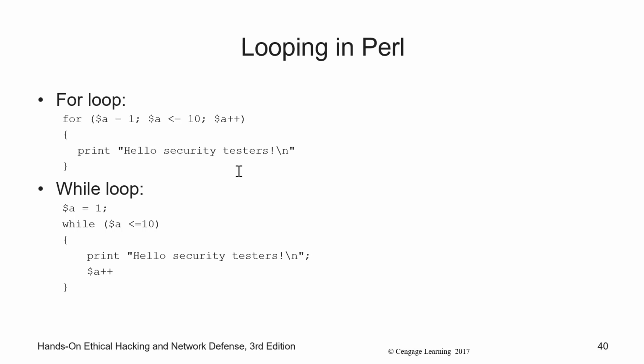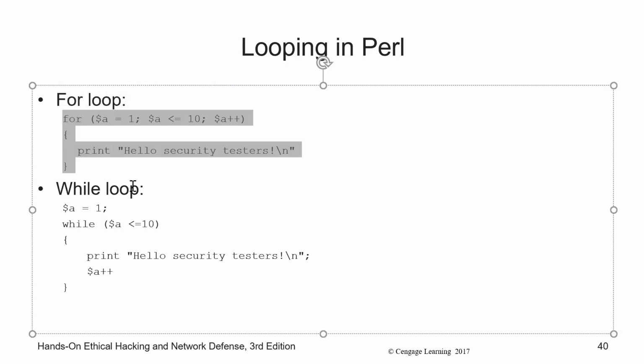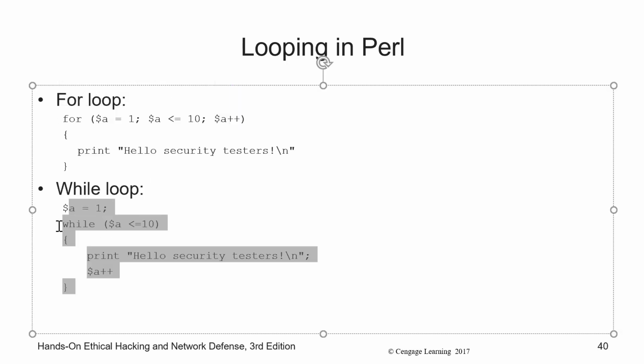For loops, again, similar construct to C. While loops, similar construct to C. And like I said, once you start learning these programming languages, a lot of it's going to look the same, just little bits of syntax changes here and there.